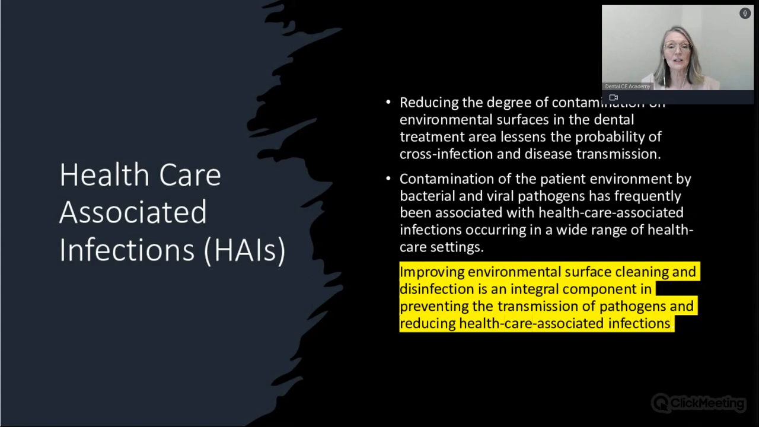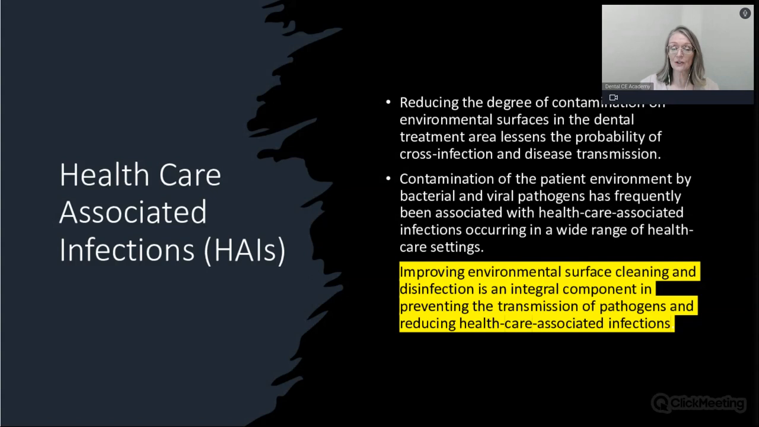So it's imperative that we improve the environmental surface cleaning and disinfection to prevent this transmission and reduce these types of infections. In outpatient settings, which dental practices are part of the outpatient setting, it's very difficult to track infections that may occur in the practice because once the patient leaves our practice, of course, they could come into contamination with various pathogens, you know, when they walk out the door.